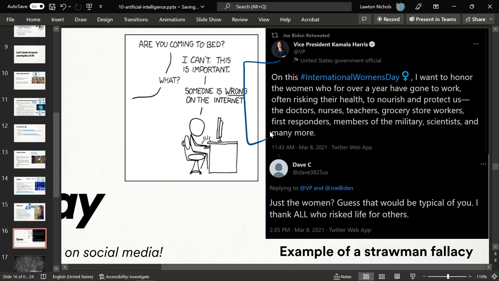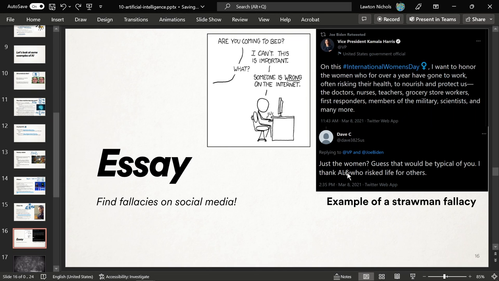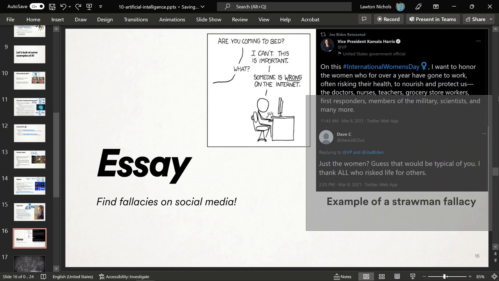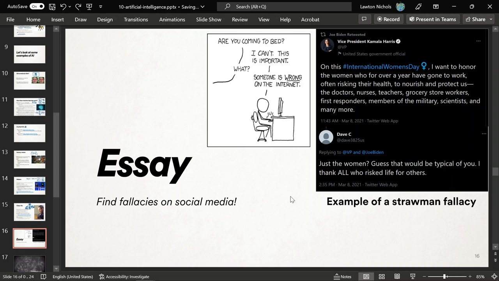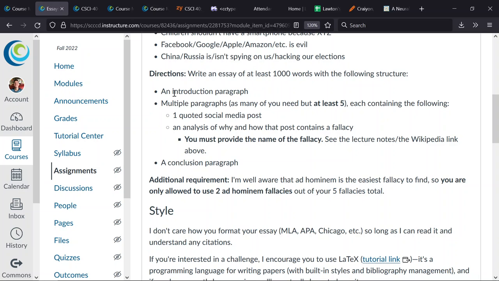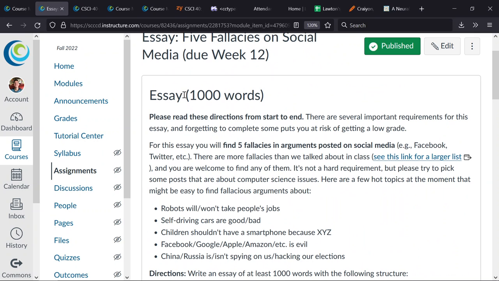Does that make sense? So this commenter was putting words in the vice president's mouth, and therefore it was a straw man fallacy. That's the kind of analysis that you would do. That's what you would tell me. And that's how you would write your essay. Just find 5 examples of this kind of thing, of fallacies on the internet, people making arguments that are invalid, incorrect, and that will be your essay. So find 5 of those, analyze them, don't find too many ad hominem ones, and write 1,000 words total.